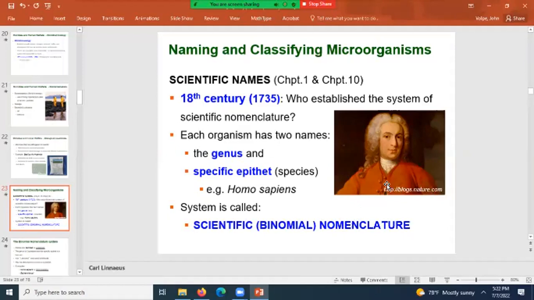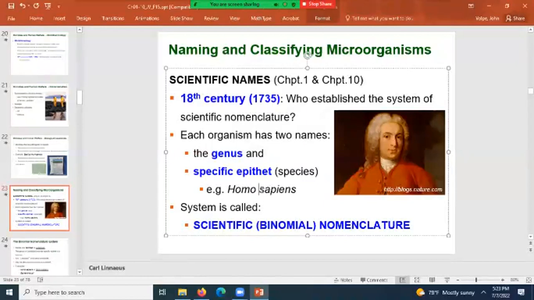This is Carolus Linnaeus, and he was so fond of Latin that he Latinized his name. It actually was something like Carl Linné, and he changed it to Carolus Linnaeus to make it Latin. What he did was he established the scientific nomenclature where he used two names to name each organism. So each species has two names, a genus name and a specific epithet name.